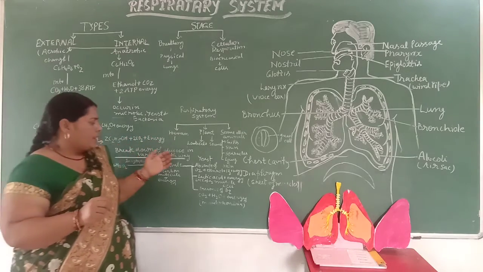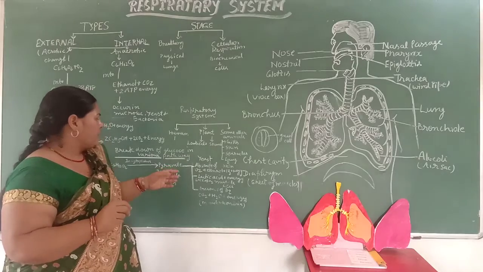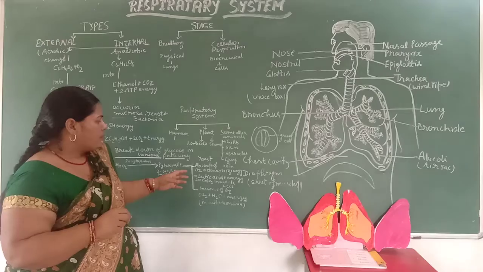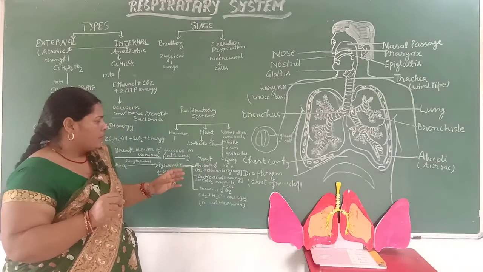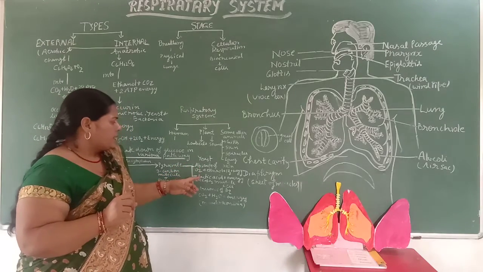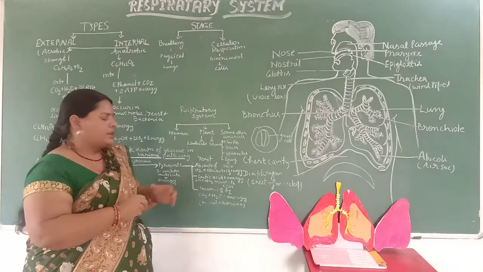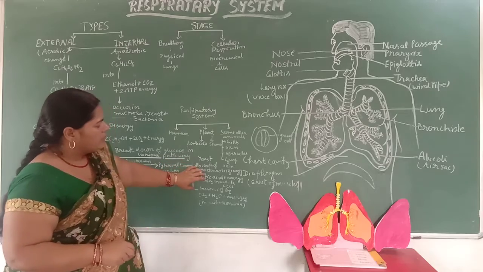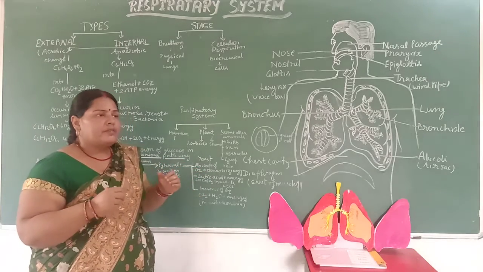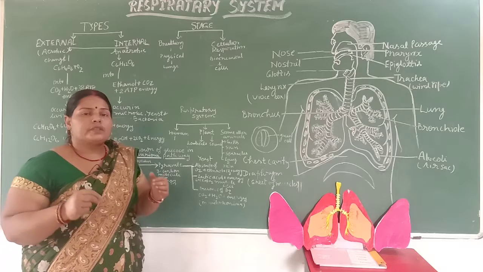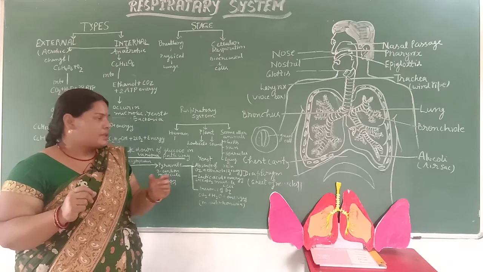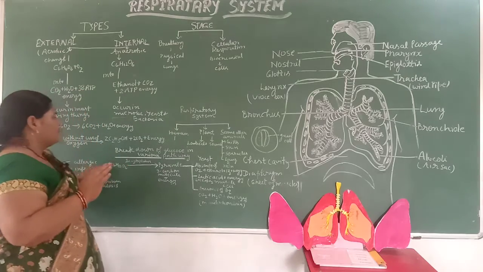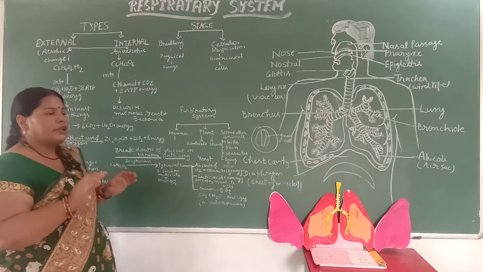Again, pyruvate is converted into lactic acid plus energy when there is a lack of oxygen in the muscle cells. Whenever pyruvate is converted into lactic acid and energy, it is due to the lack of oxygen, and it is found in muscle cells.